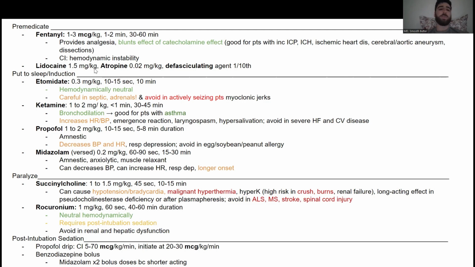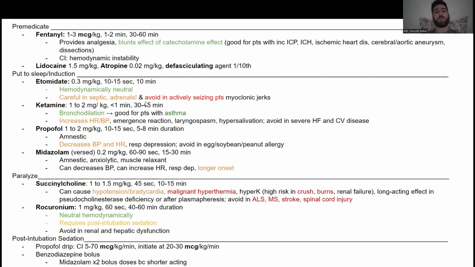So agents that are often used are Etomidate. A big benefit with Etomidate is that it's hemodynamically neutral, doesn't affect the heart rate and blood pressure. But the one thing to be careful about with Etomidate, or the two things, I guess, is a relative contraindication in somebody that's septic and needs their adrenals to respond to some kind of physiologic stress. So you would also give stress dose corticosteroids to supplement the adrenal response, which Etomidate blocks.